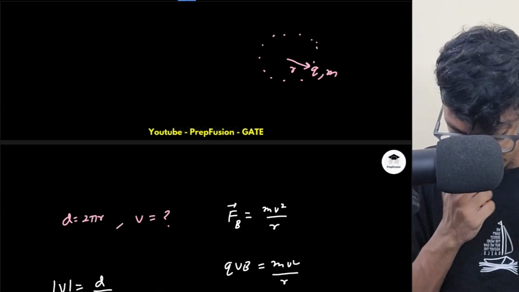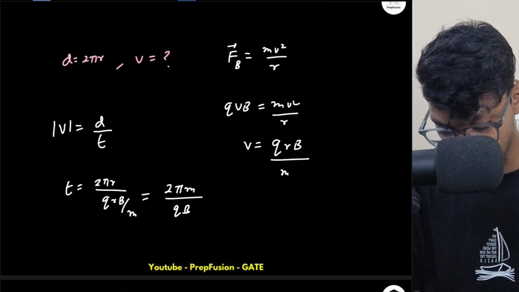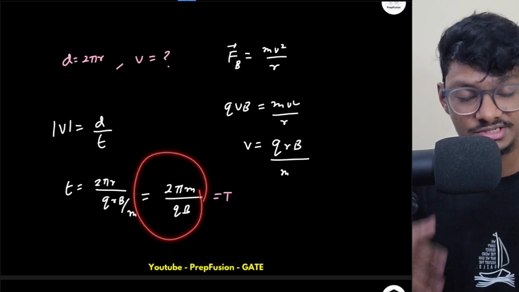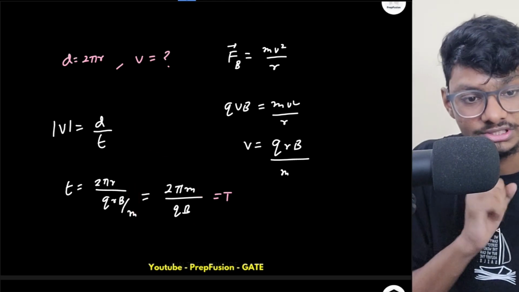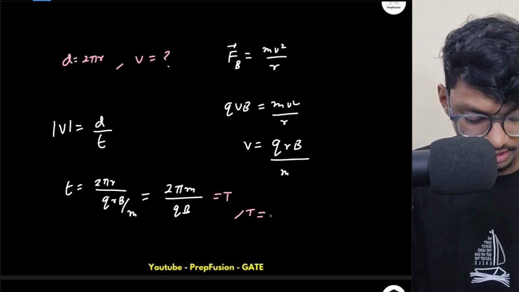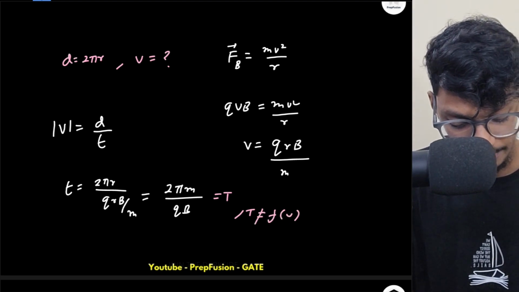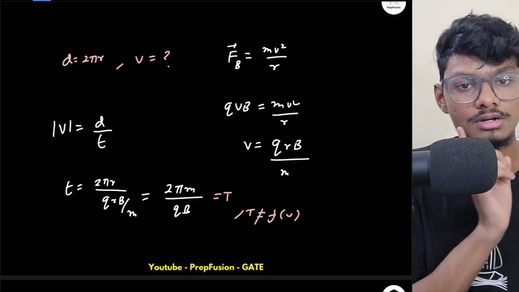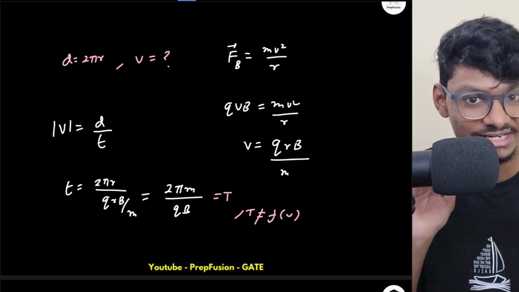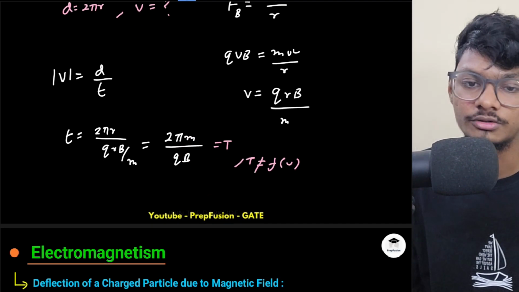One interesting fact is, this is the time period. This is also known as the time period. And the interesting fact is, time period is actually independent of velocity. So this type of theoretical question can also get asked, that what does your time period depend on? Your time period definitely does not depend on the velocity of the particular object which is moving. Time period is independent of velocity. So it's an interesting fact that you should know.